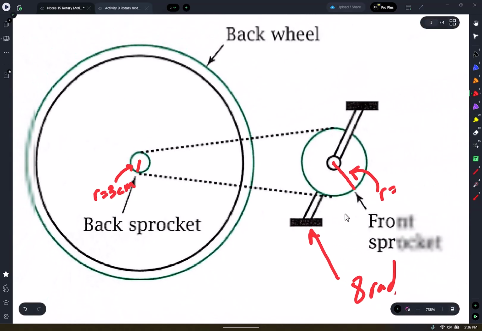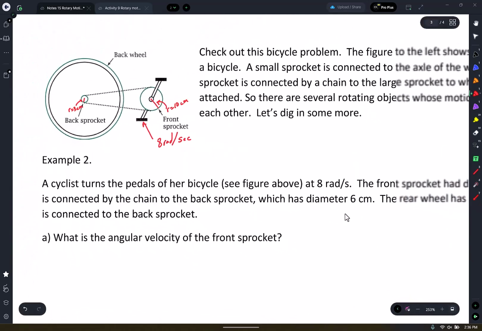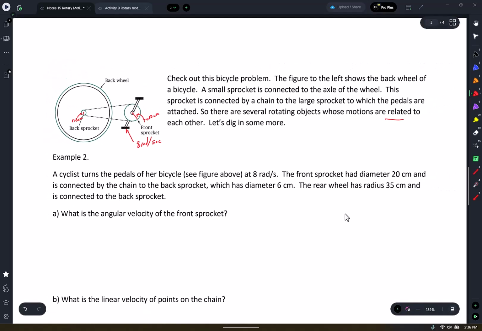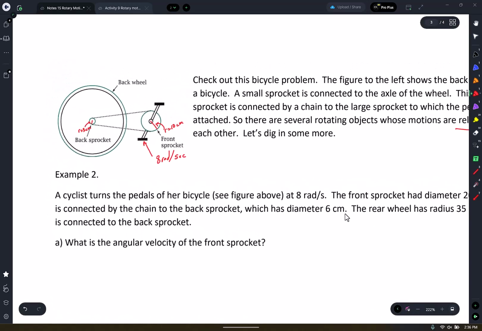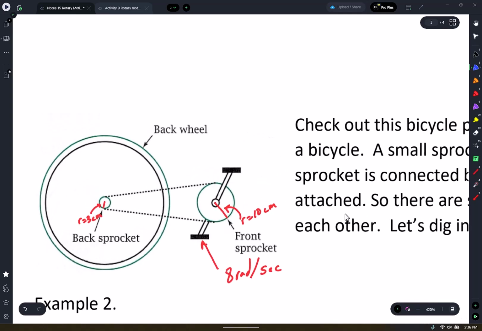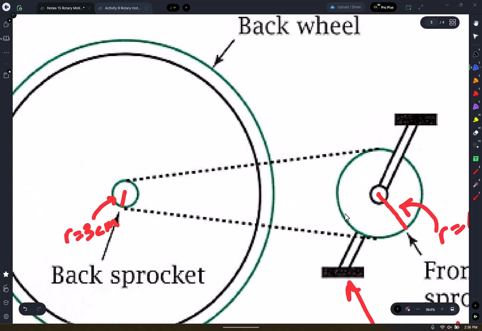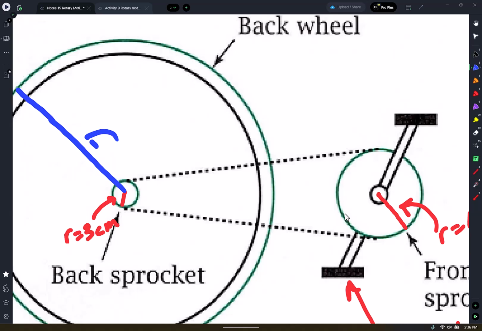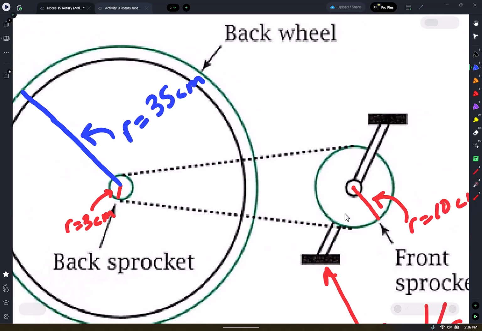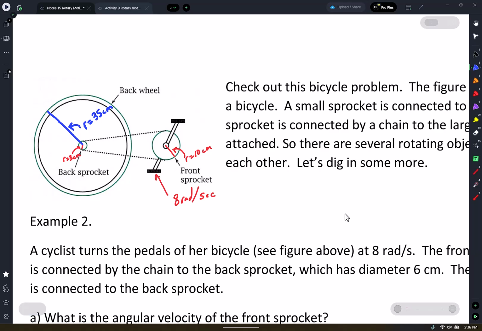Are we still okay? The rear wheel has a radius of 35 centimeters and it's connected to the back sprocket. Okay, rear wheel, 35 centimeters. Are we okay so far, guys?